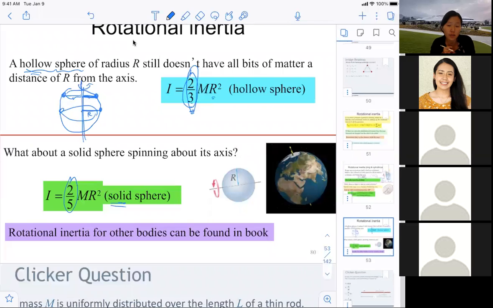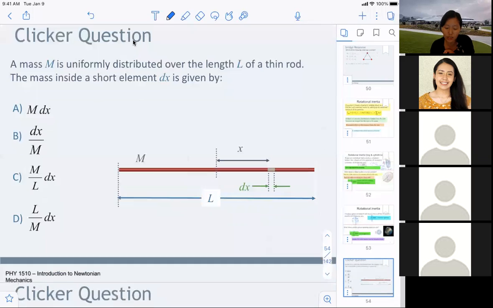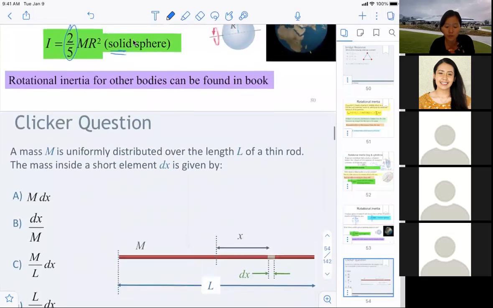To calculate these, you can use the integral. I'm not going to require you to know how to derive these formulas, but you need to qualitatively know where they come from. We can look at simpler situations to do these integrals. We're not going to look at the sphere or the disc. We're going to look at a simple situation.